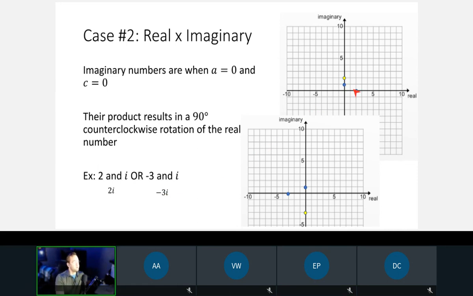All right, so we have a real times imaginary. What this does when you have a real times an imaginary is cause a 90-degree counterclockwise rotation. So from here, it rotates 90 degrees. That's what that does. And so there's that first example when you have 2 times i. And then for this one down here, we have -3 times i. So there's -3, there's i. So it causes a 90-degree counterclockwise rotation.